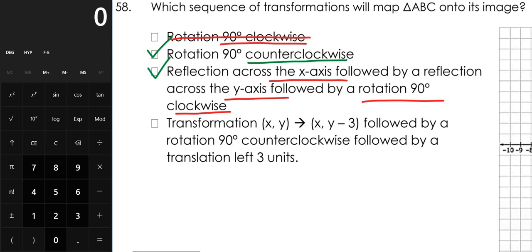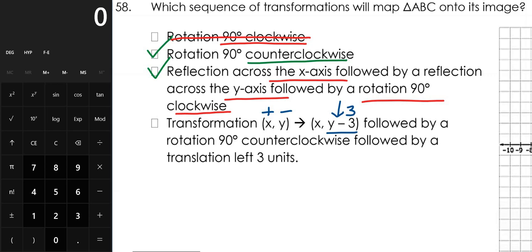And now the last choice. You're going to do a transformation according to the rule (x, y) becomes (x, y minus 3). If you see addition or subtraction, you're doing a translation. You're moving left, right, up, down. Since only y is being affected, you're only going to move down because it's minus 3. Down 3 boxes and that's it. You don't move left and right, you just move down 3.